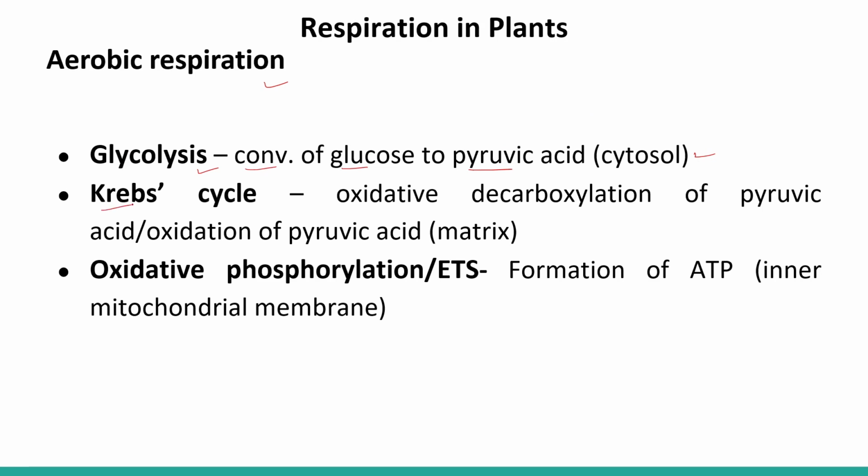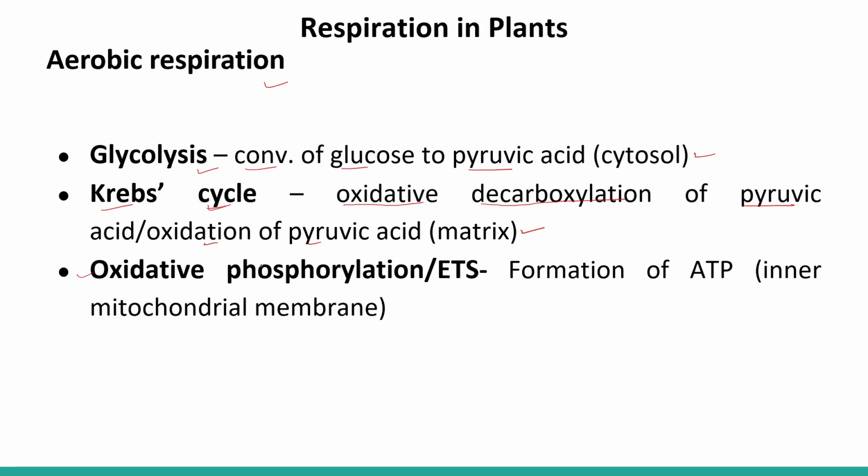The next pathway is the Krebs cycle, and this takes place in the matrix of the mitochondria in eukaryotes. There is one step before the Krebs cycle, which is known as oxidative decarboxylation of pyruvic acid, also known as oxidation of pyruvic acid. We will look at all these pathways in detail in the coming slides.